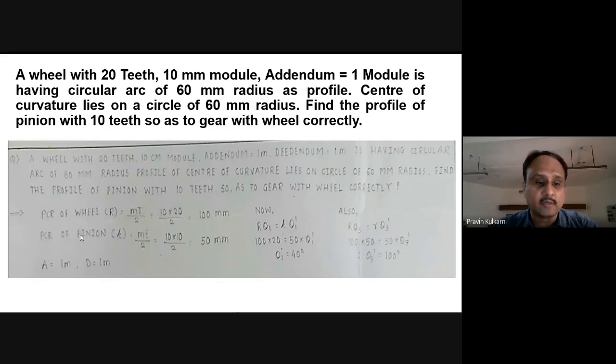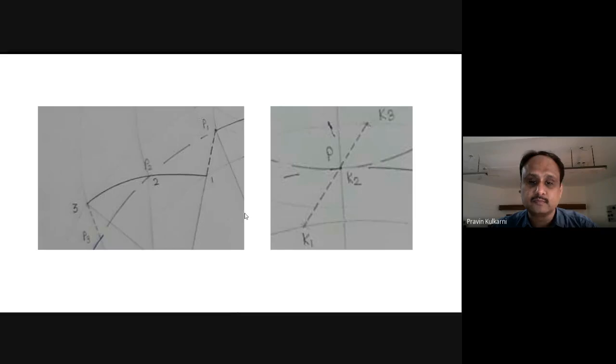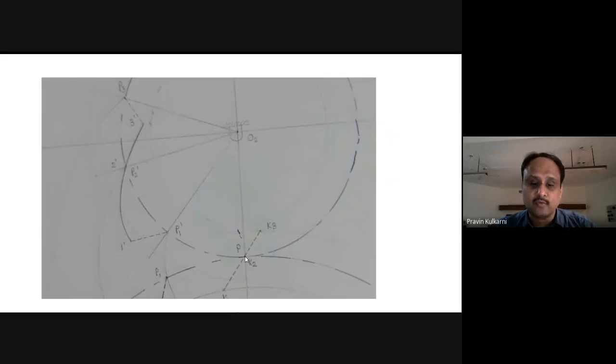So again find out the pitch circle radius of the pinion. That will be m into t by 2. M is 10, teeth are 10, so by 2. So 10, 10, 100 by 2, that is 50. So what do? Now, from this point, mark point O2 at a distance of 50 millimeter. With O2 as center, draw a pitch circle whose radius is 50 millimeter.